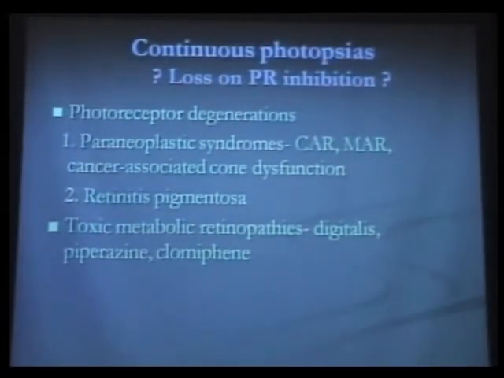What else causes photopsias? Well, any photoreceptor degeneration can, and paraneoplastic syndromes like CAR, MAR, and cancer-associated cone dysfunction can, retinitis pigmentosa, and toxic problems. But really what we care about are the photoreceptor degenerations. And this was a patient who came in who had CAR from a small cell carcinoma of the lung.